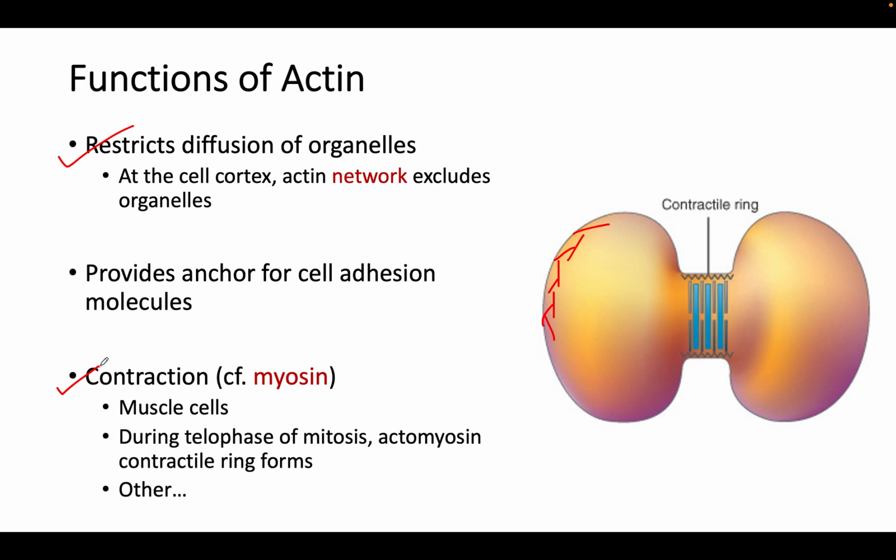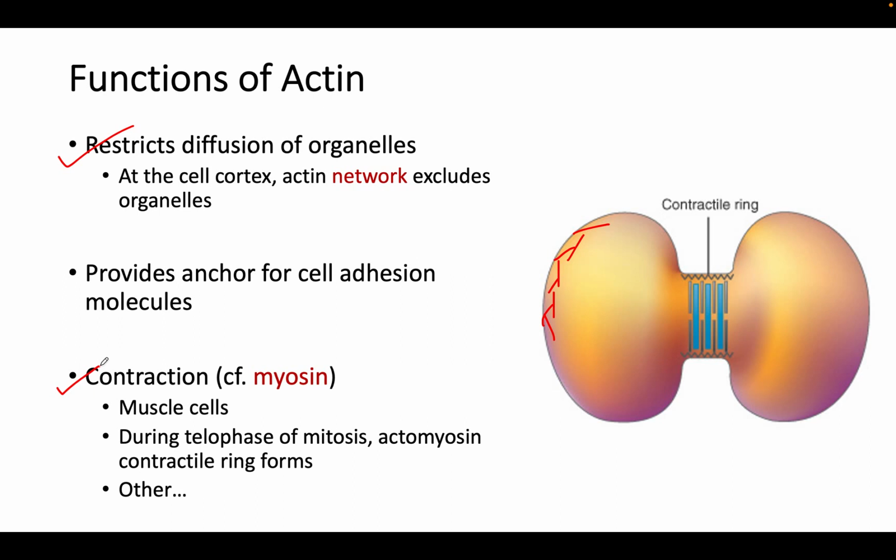In non-muscle cells, however, so that's where the picture on the right comes in, I sort of jumped the gun a little bit there. But as I was mentioning, in telophase of mitosis, you find this contractile ring forming, and once it eventually pinches this into two, we get the two daughter cells. And then I put other. So other can be any number of things, but one example I'll give you is wound healing.